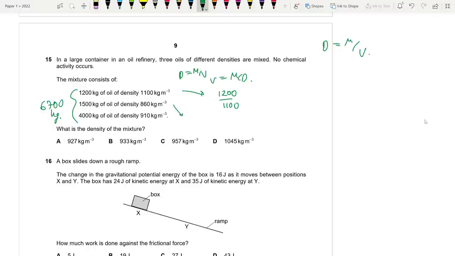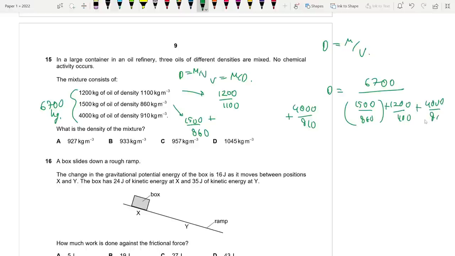This one is 1500 by 860. And the last one is 4000 by 910. So this is the total volume. If you want to find the density, density equals mass 6700 divided by 1500 by 860 plus 1200 by 1100 plus 4000 by 910. That's the total volume. It's 6700 by 7.23 meter cubed. So total mass divided by total volume gives us a value of 927. So we're going to go with A. A is the correct answer.